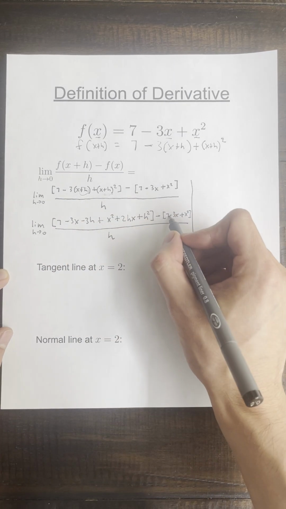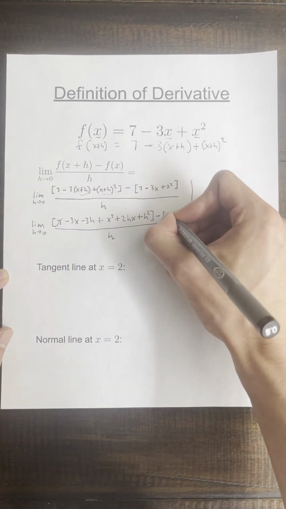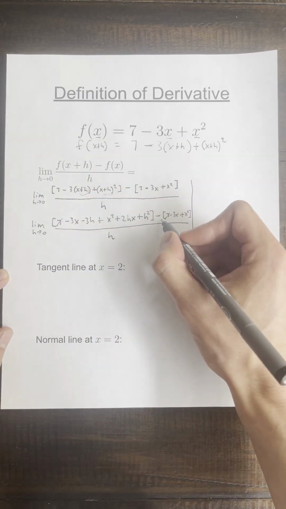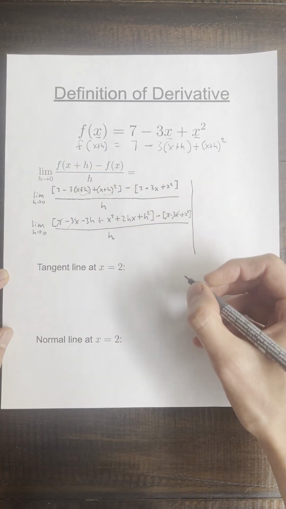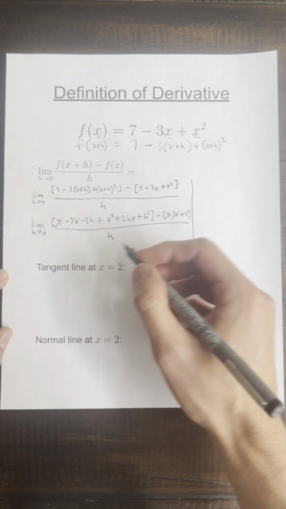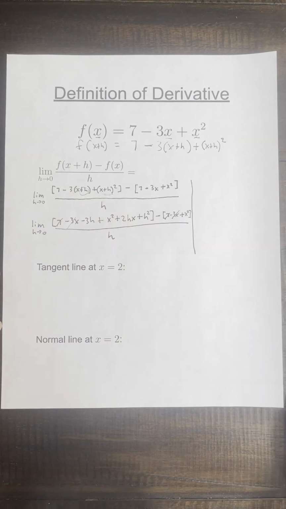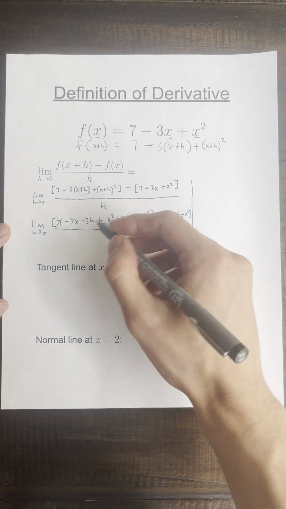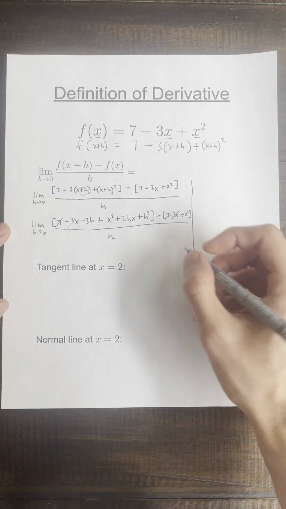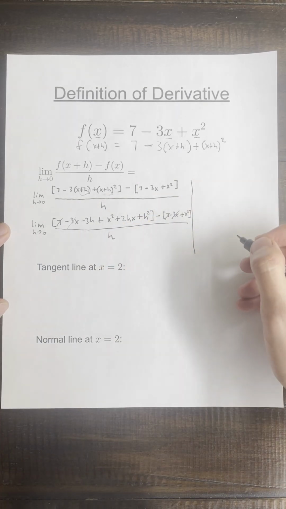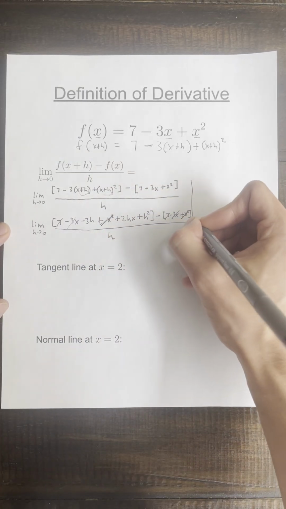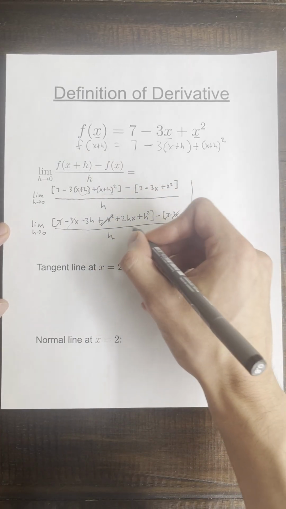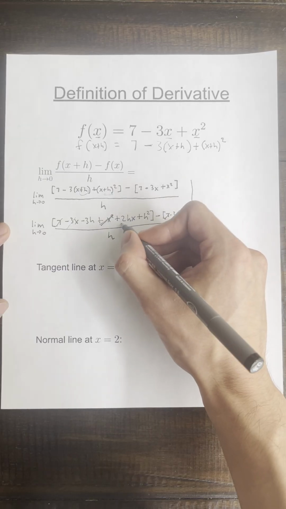Okay, so 7 minus 7 is 0, so that means these are going to cancel. Negative 3x minus negative 3x. Anything minus itself is going to be 0, so we can just cross it out. How about negative 3h? Is there a negative 3h over here? There isn't. Okay, so we're going to leave this by itself. How about x squared? Yes. Okay, and since we crossed out everything over here, that's it. We don't need to do anything here.